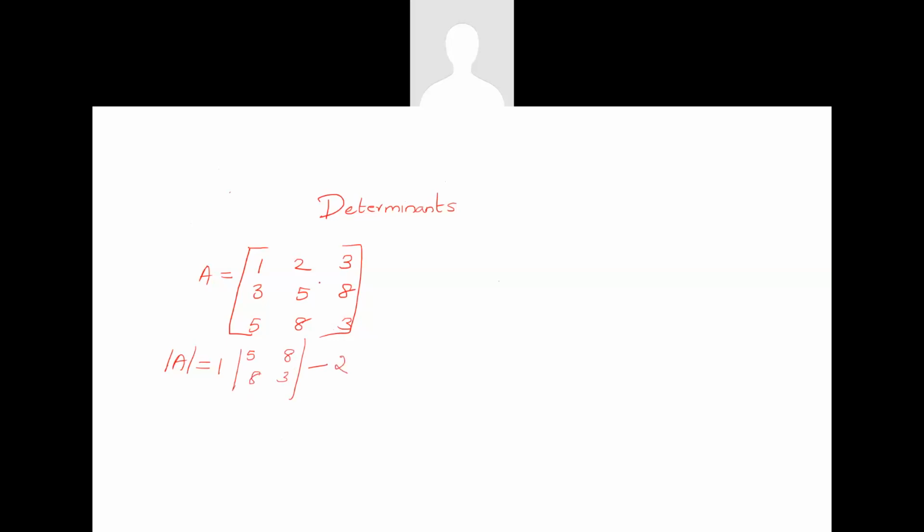Then put a minus sign and write this value 2. 2 is located in the first row and in the second column. So you have to ignore the first row, and you also have to ignore the second column. You form a submatrix, which is 3, 8, 5, 3, and you compute its determinant value.